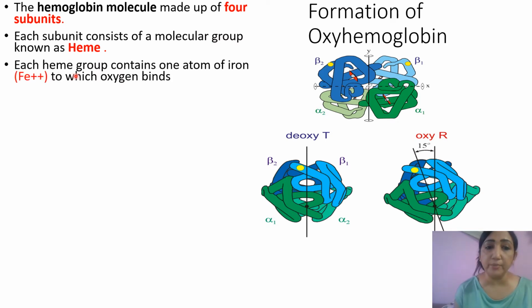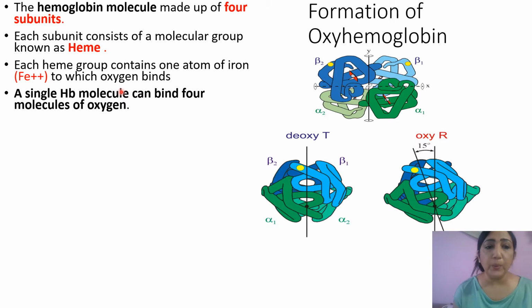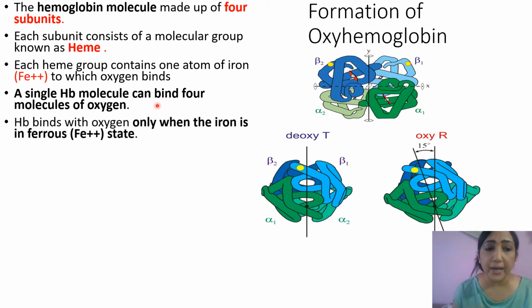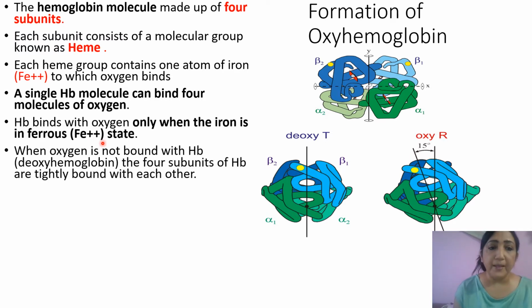Then each heme group contains one atom of ferrous iron to which the oxygen binds. Now, because there are 4 subunits of heme in a single hemoglobin molecule, a single hemoglobin molecule can bind with 4 molecules of oxygen. Hemoglobin binds to oxygen only when the iron is in the ferrous state. That is very important. When oxygen is not bound with the hemoglobin, this is called deoxyhemoglobin.